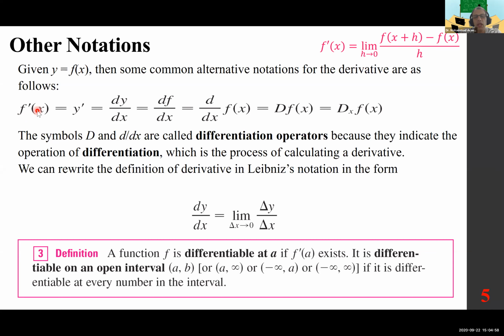Now, going back to this formula, what is delta y over delta x? Rise over run, the slope of a secant line, in essence. If you let delta x go to 0 and you take a limit, now we call it dy/dx. A function is considered differentiable at a if f prime of a exists. It is differentiable on an open interval if it's differentiable at every point, every number in that interval, okay?